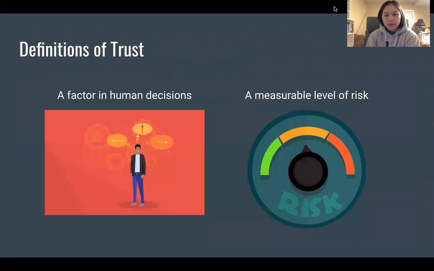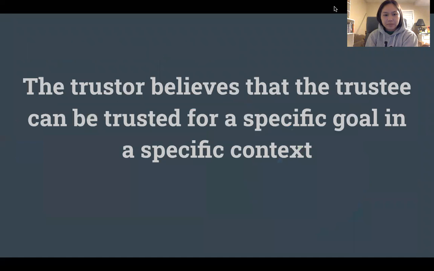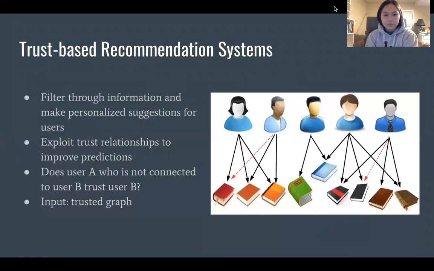Here are just a couple of relevant definitions of trust for the project. Trust is a factor in human decision making, and trust is a measurable level of risk. In general, trust is a belief that the trustee can be trusted for a specific goal in a specific context.